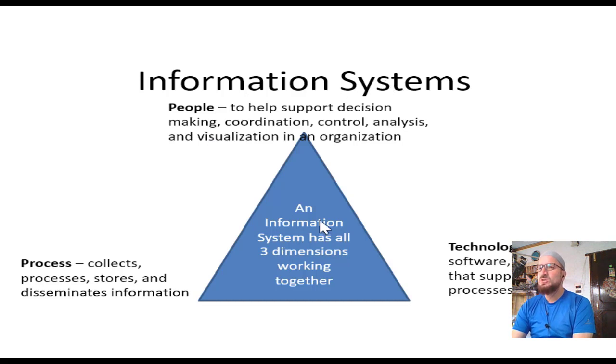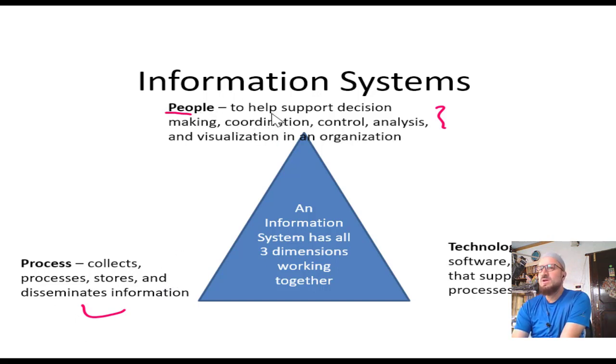So this is my information system, which is a triangle, and its three vertices say three things: people, process, and technology. Firstly, we have the people, who help to support decision making, coordination, control, analysis, and visualization in an organization. That means people are the ones who will do all the things in an organization. Then there is the process, which collects, processes, stores, and disseminates information. So you have to do the processing of the data.